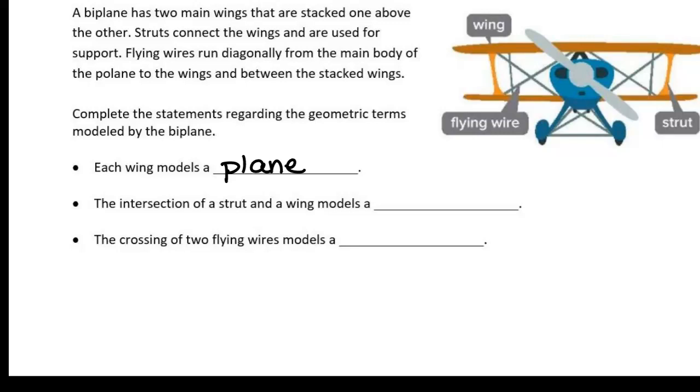The intersection of a strut and a wing. So if a wing is modeling a plane like this, and I said a strut is kind of like a stick that keeps the wings a certain distance apart, what would you call the place where the strut and the wing are touching each other, where they're meeting? Right here, would that be a point, a line, or a plane? A point, yes.